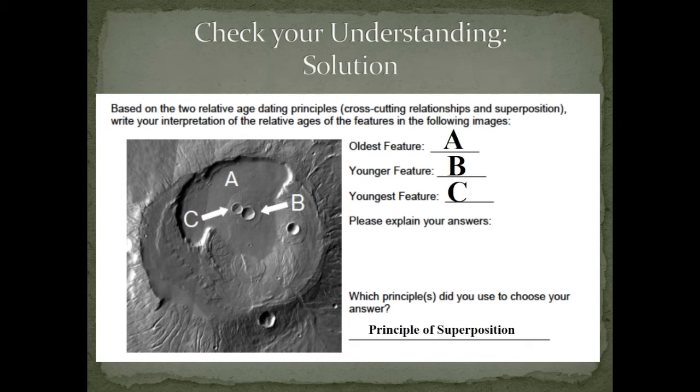All right, so the oldest feature should be A, because C and B are on top of that feature. So A had to come first. Then we can see that C is slightly overlapping on top of crater B. So C must be the youngest. And then the in-between age is B. And for this image, the law of superposition was used.